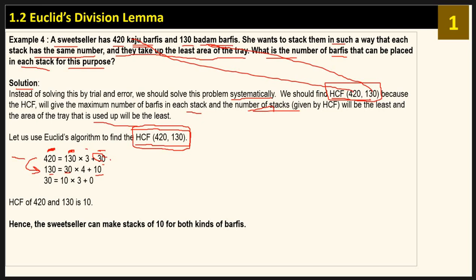This 10 is again not 0, so we will have to solve one more step at least. So we place 30 here, 10, the previous remainder, here, and 3 is the multiplier this time, and 0 is the remainder this time. So now that we have hit 0, the divisor in our case, 10, will be the HCF, and hence the answer. So HCF of 420 and 130 is 10, and we can say that the sweet seller can make the stack of 10 of both kinds of barfis, and that is the answer for our example number 4.